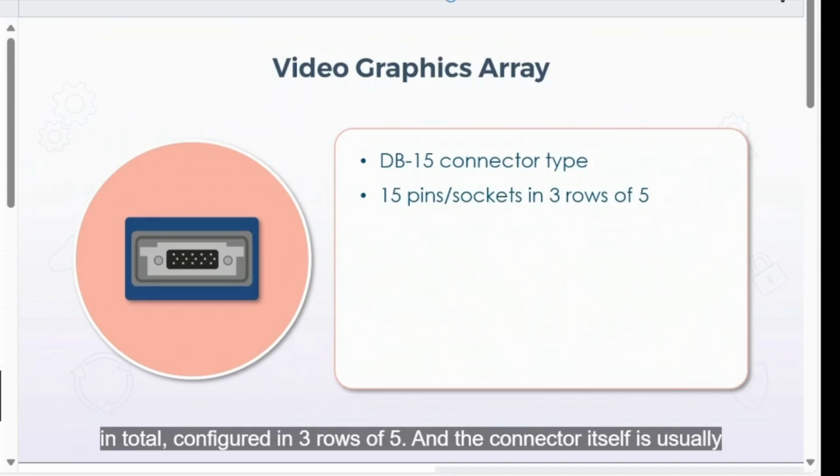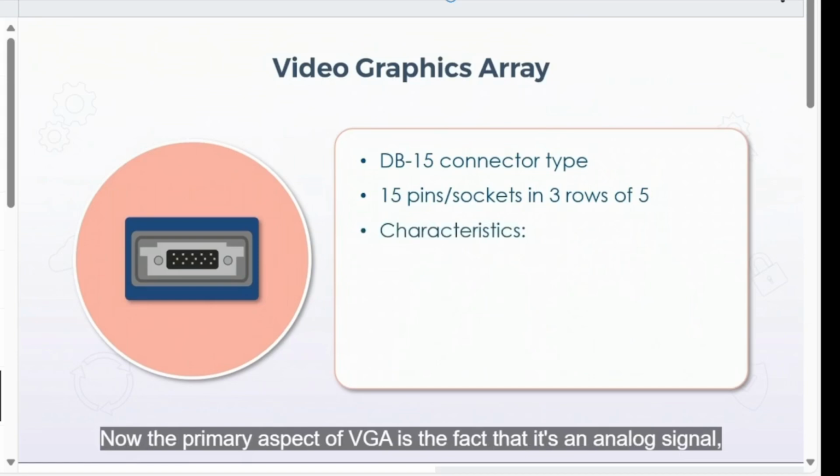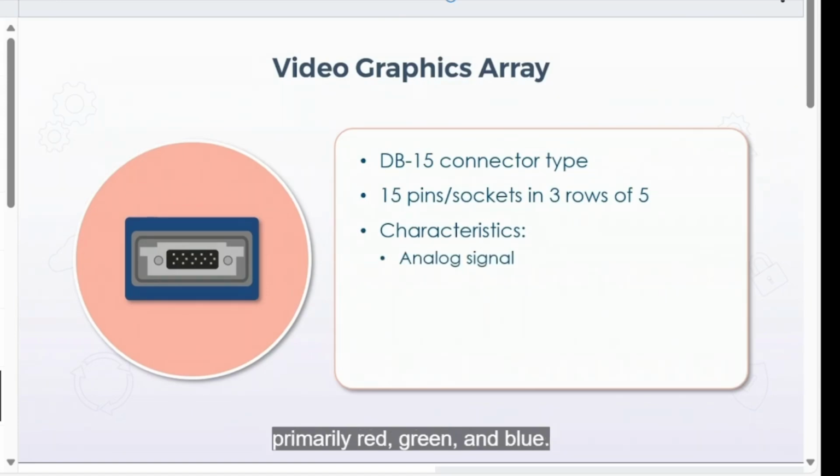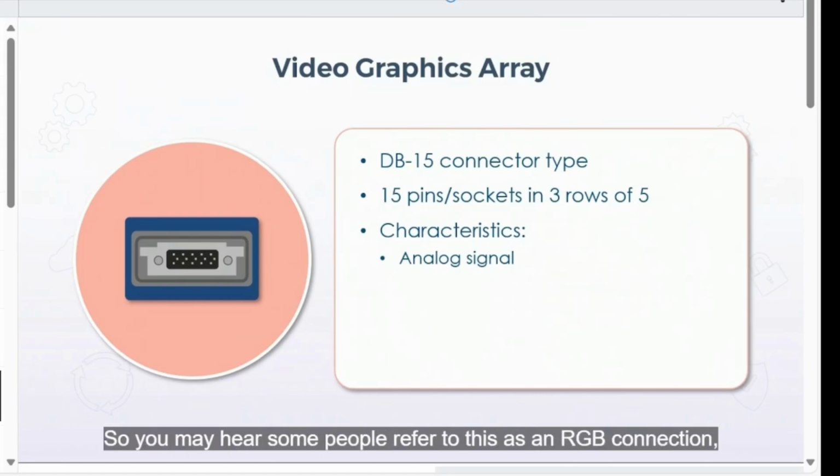And the connector itself is usually blue or black. And in most cases, the connector on the back of a video card or perhaps on the edge of your laptop was blue as well. Now, the primary aspect of VGA is the fact that it's an analog signal. So it uses variances in electrical impulses to represent variances in colors, primarily red, green, and blue. So you may hear some people refer to this as an RGB connection.